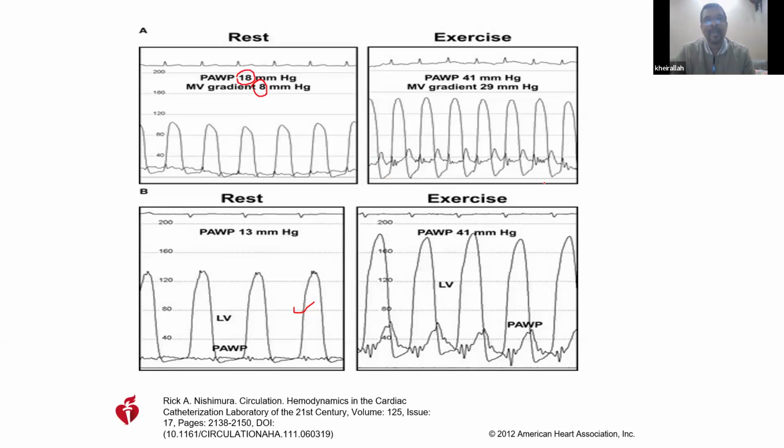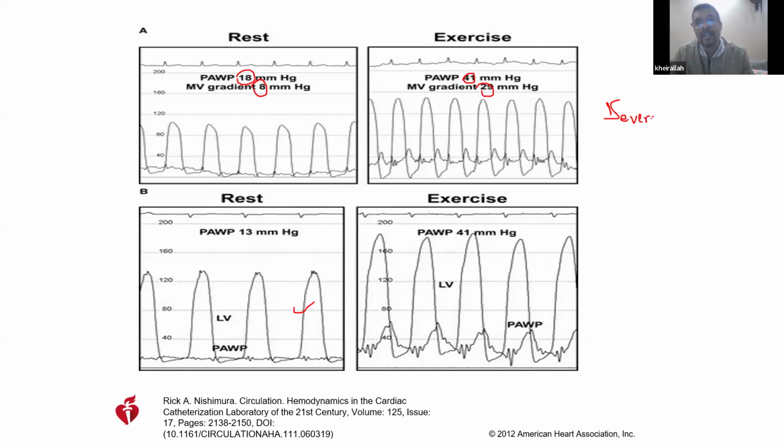So he is exercised. When he was exercised, what happened? The wedge is 41 and the mean is 29. What do you think? Is it severe mitral stenosis? Exactly, it's severe mitral stenosis.